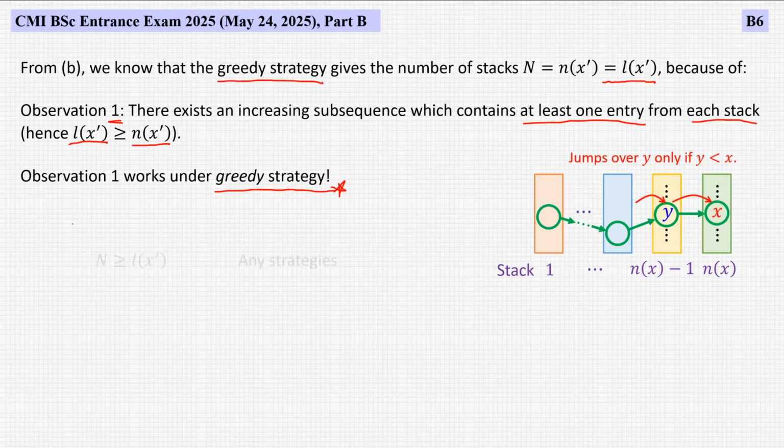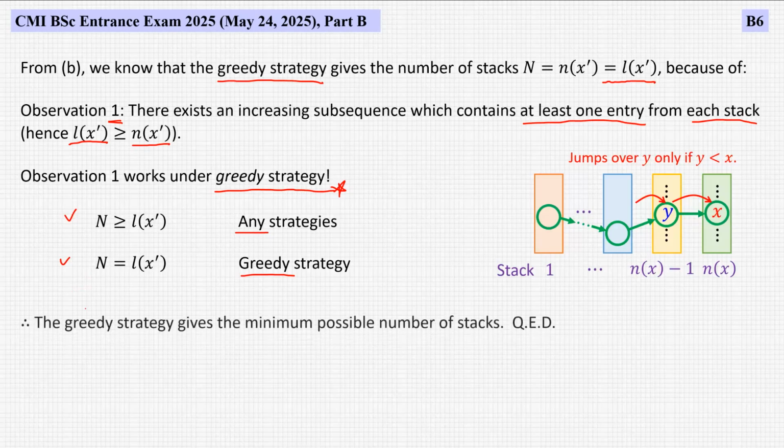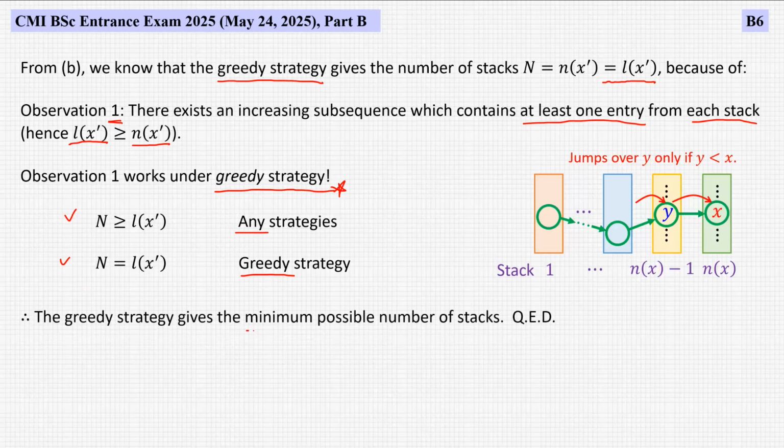So to summarize all of these, generally speaking, that is, using any strategies under the basic rule, we obtain the number of stacks greater than or equal to the length of the longest increasing subsequence. Using the greedy strategy, we obtain the number of stacks that is exactly the length of the longest increasing subsequence. Therefore, the greedy strategy gives the minimum possible number of stacks.